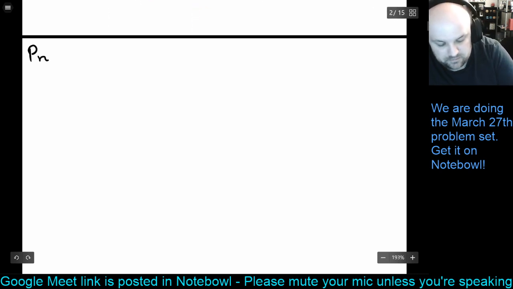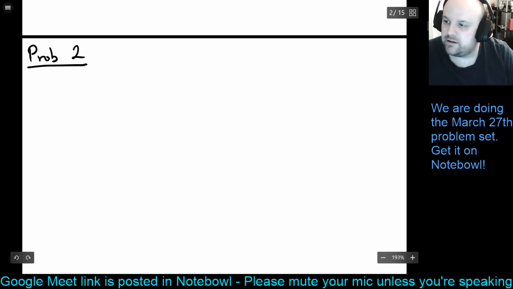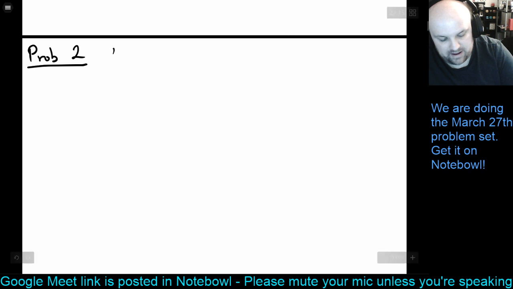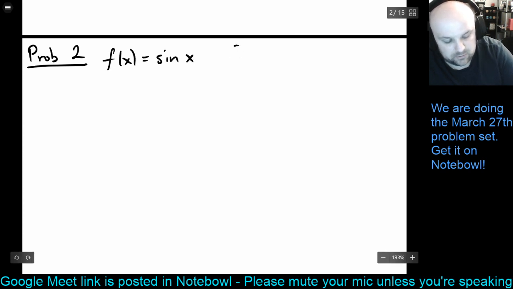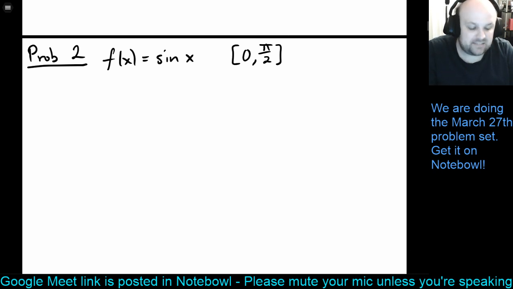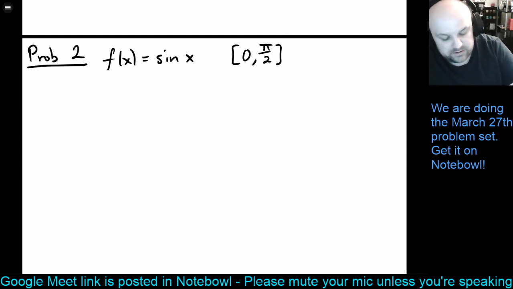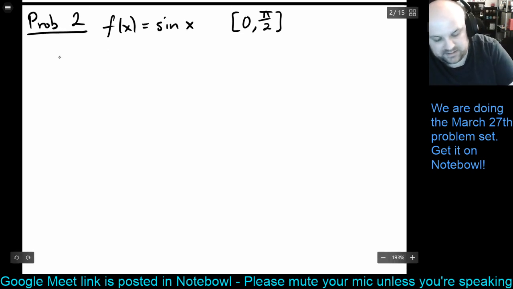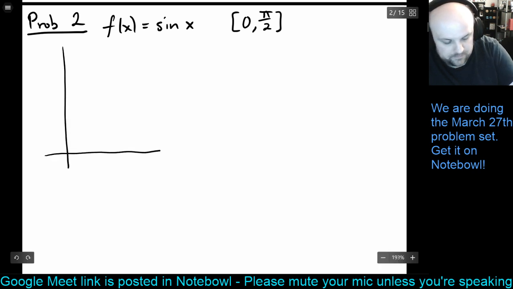Okay. So problem 2. All right. So here we're looking at the graph of f of x equals sine of x, and we're looking at it on the interval from 0 to pi over 2. Right? And we want to estimate the area underneath this using 4 rectangles. All right. So let's sketch a graph real quick just to see what we're working with.